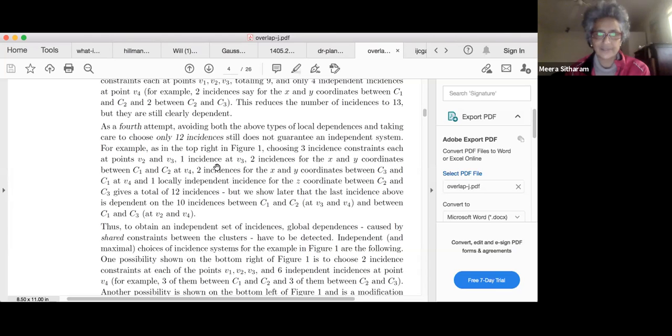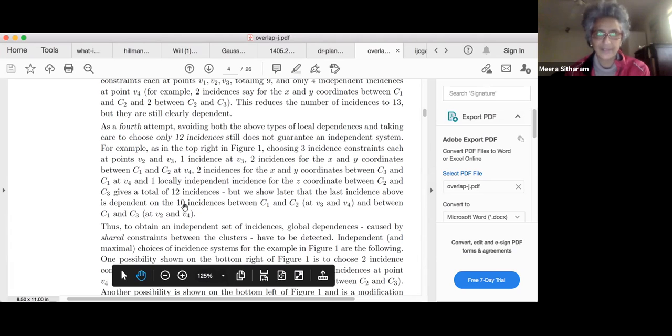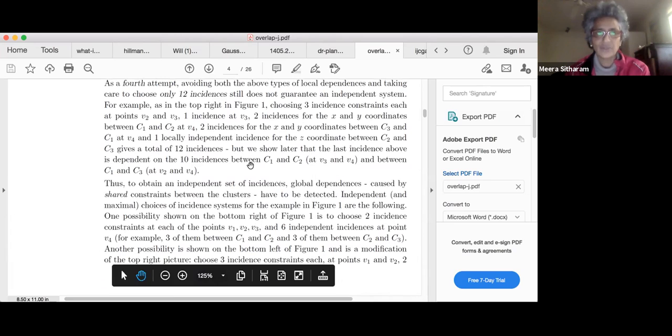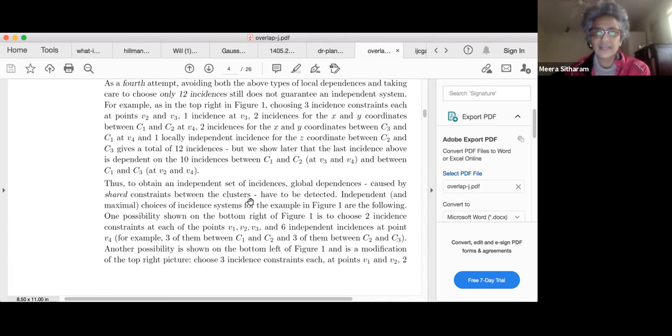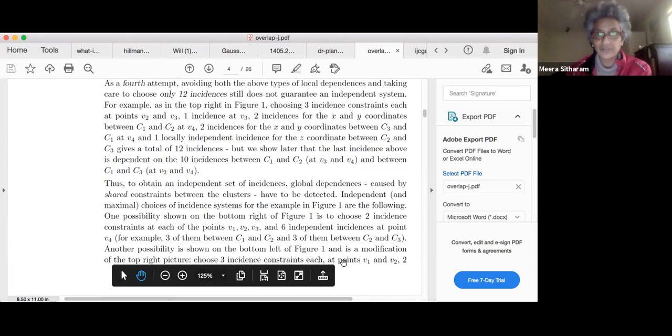not guarantee an independent system. In the right of figure 1, choose 3 incidences each at points V2 and V3, 1 at V3, 2 incidences for x, y, etc., but we show that the last incidence is dependent on the 10 incidences between C1 and C3 and between this. So this just illustrates that figuring out whether it's independent or not is not an easy thing. For a small example, you may be able to do it, but in general you need to analyze the underlying matroid.